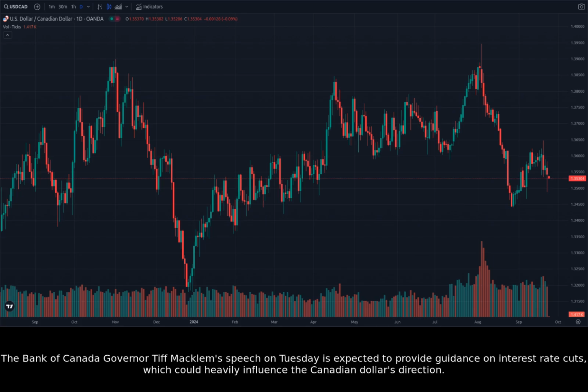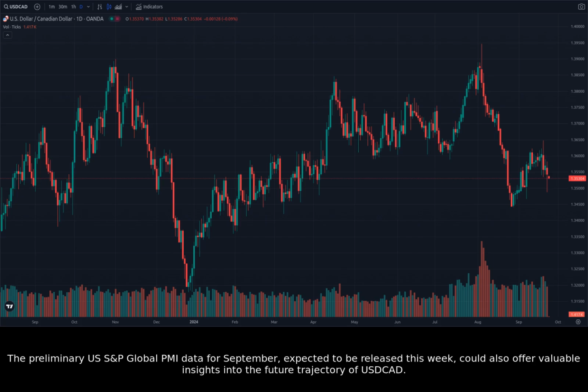The Bank of Canada Governor Tiff Macklem's speech on Tuesday is expected to provide guidance on interest rate cuts, which could heavily influence the Canadian dollar's direction. The preliminary US S&P Global PMI data for September, expected to be released this week, could also offer valuable insights into the future trajectory of USDCAD.